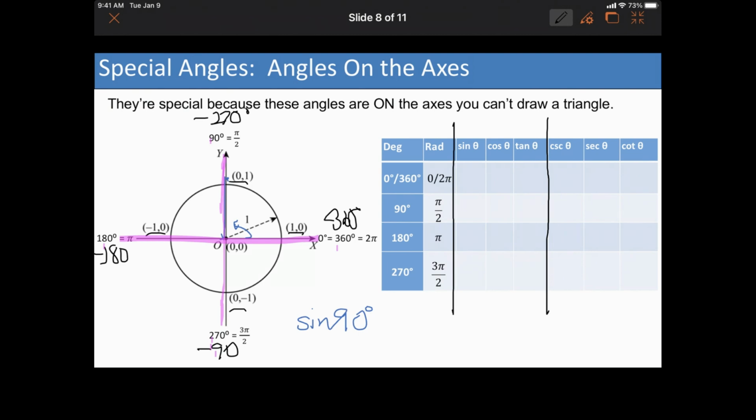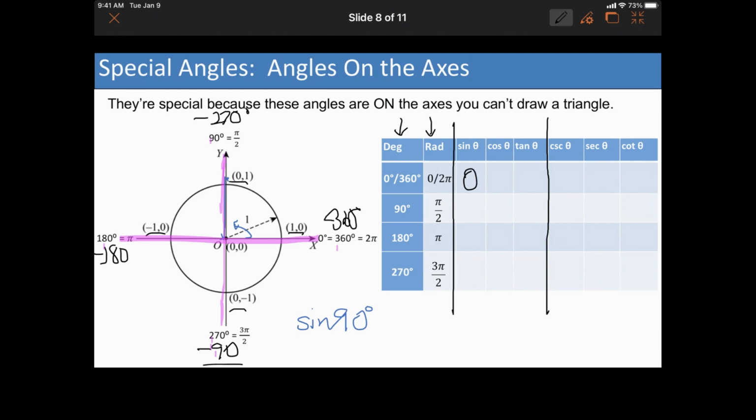So the first two columns, this is in degrees, and then this is in radians. And 0 and 360 are the same. And also, I didn't put the negatives, but if you look at the circle, 270 is the same as negative 90, so please make note of that.